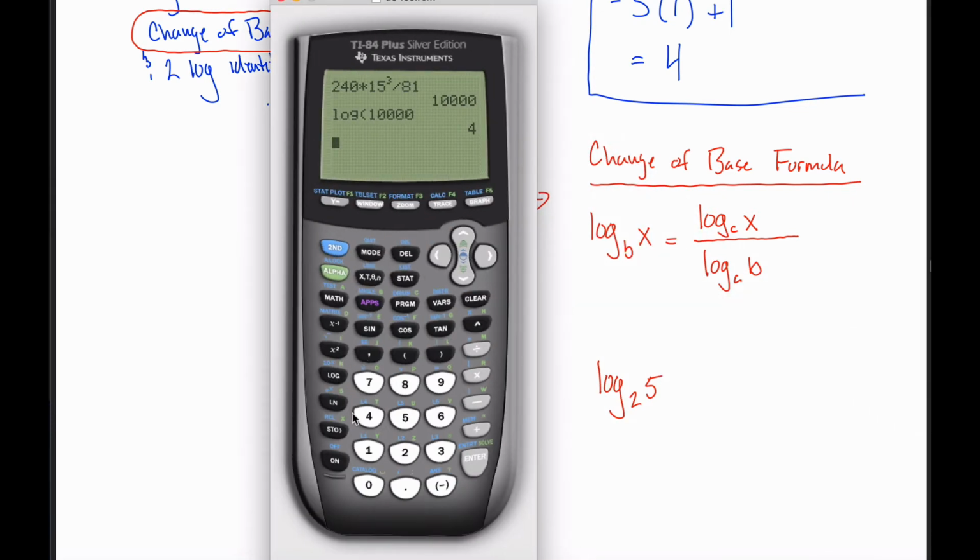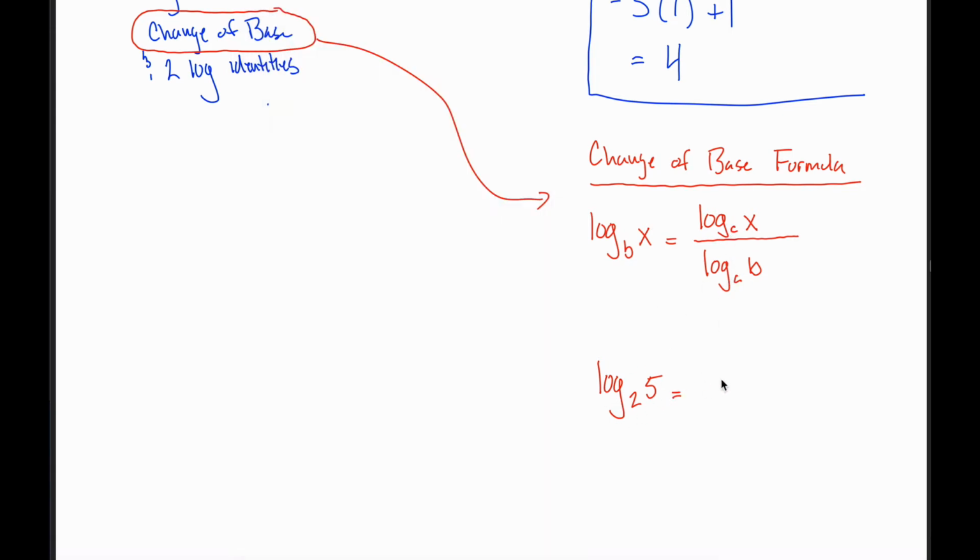There's a problem. My calculator doesn't have a button for the log base 2. Or if it does, I don't see it right here. Well, that's okay. My calculator has a button for the log base 10. So I could just convert these into log base 10 if I wanted to. The change of base formula tells me that this is equal to the log base 10 of 5 divided by the log base 10 of 2.